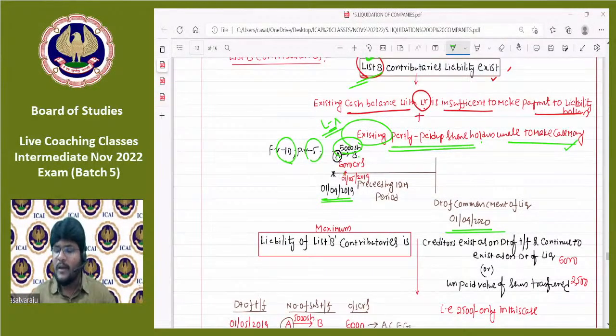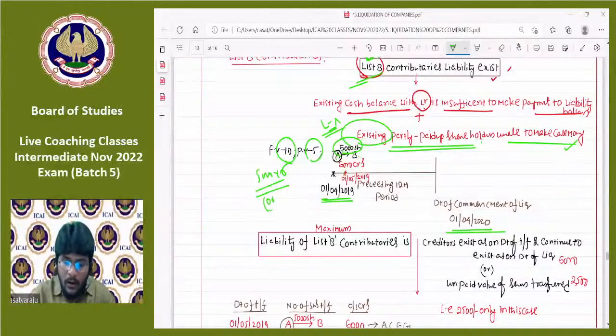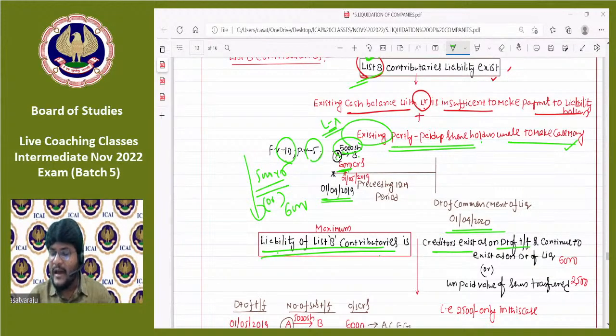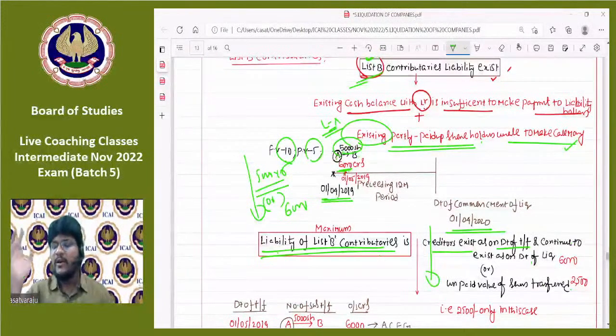Face value was 10 rupees. Now the unpaid value 5,000 into 5, or outstanding liability as on date of transfer 6,000, whichever is lower, as a liability of list B contributories. Therefore, liability of list B contributories is: creditors exist as on date of transfer and continue to exist as on date of liquidation, or unpaid value of the shares transferred, whichever is lower. You can treat it as a list B contributory liability. That is the point he is mentioning.